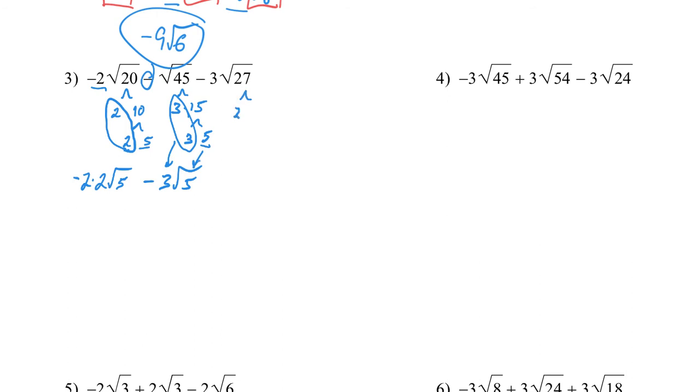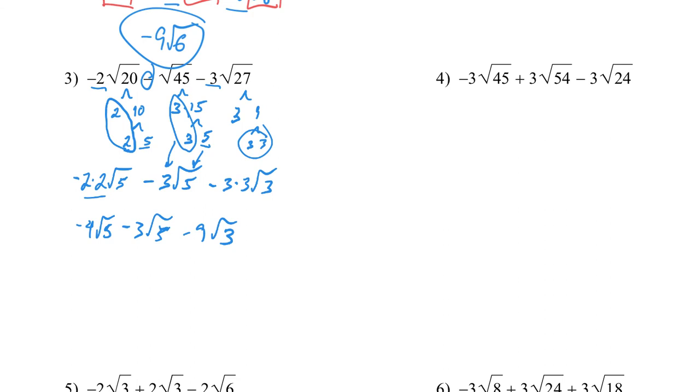So 27 is going to be 3 and 9. 9 is going to be 3 and 3. So a pair of 3's. One of them goes out with the negative 3 that's already there. And then the leftover 3 stays in. And then multiply what we can multiply here. So we got negative 4 square root 5 minus 3 radical 5 minus 9 radical 3.